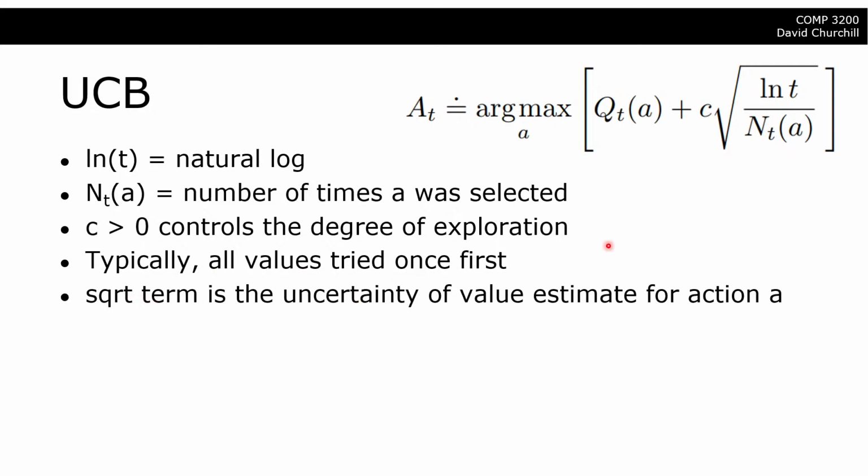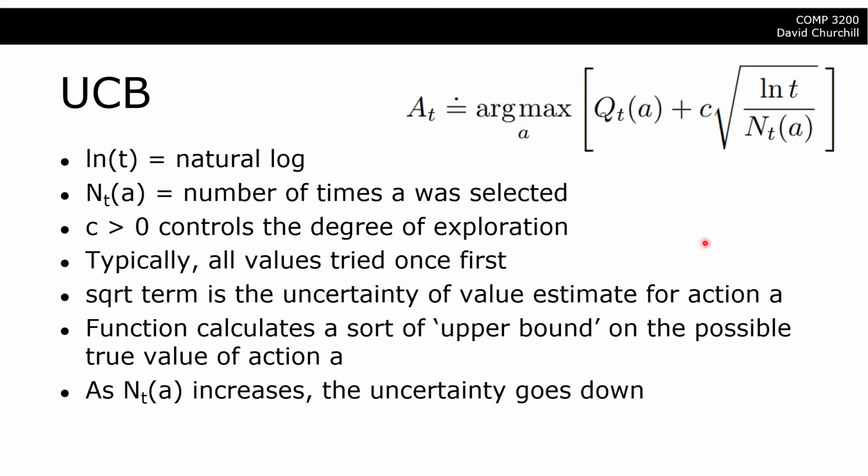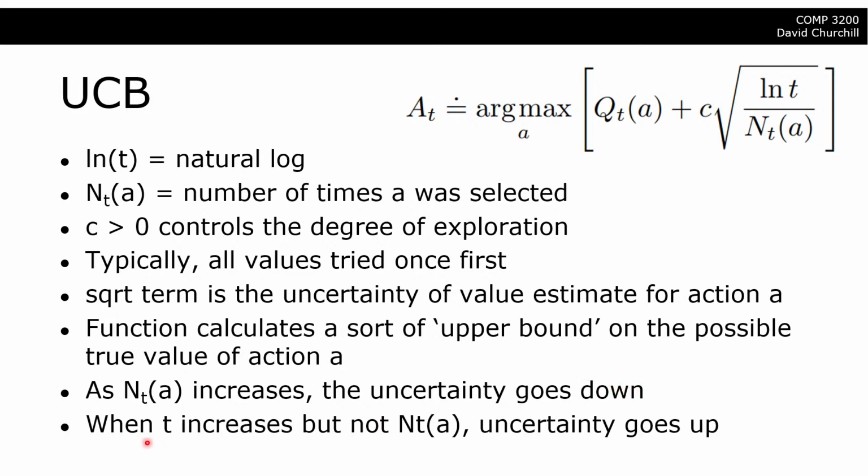The square root here is the uncertainty of a value estimate. So this has to do, it's the same function as the variance. And the function calculates a sort of upper bound on the possible true value of A. So what this does is that as Nt of a increases, the uncertainty goes down. When t increases, but not Nt of a, the uncertainty goes up.